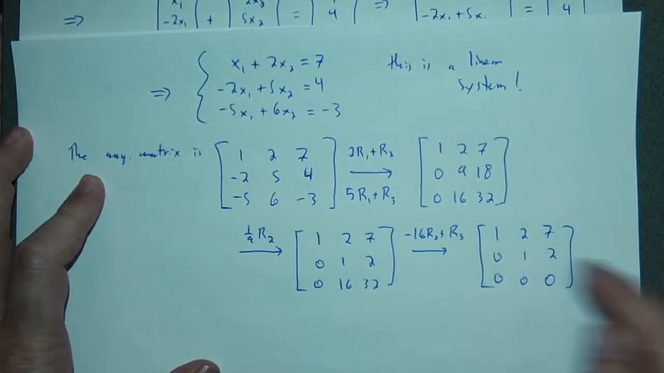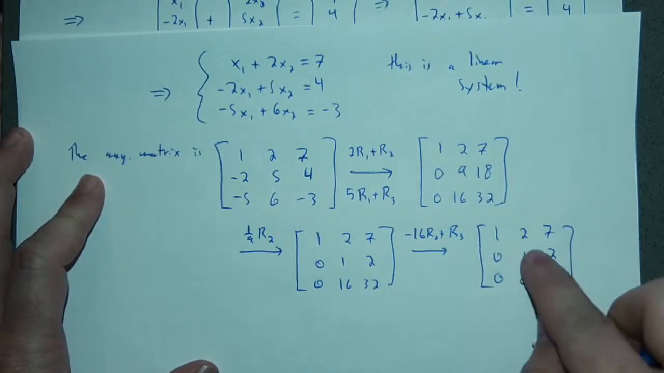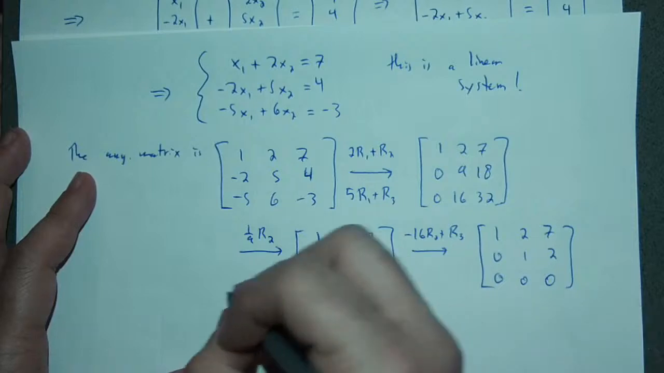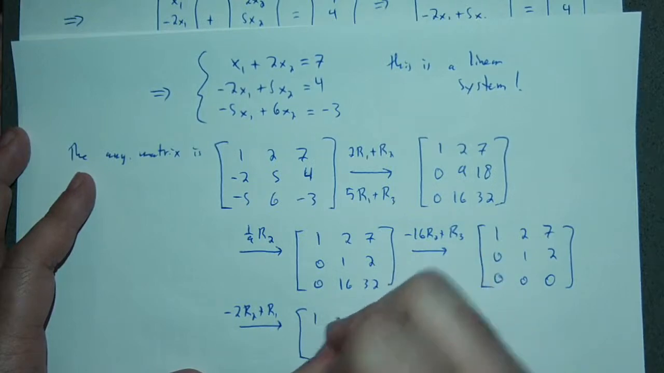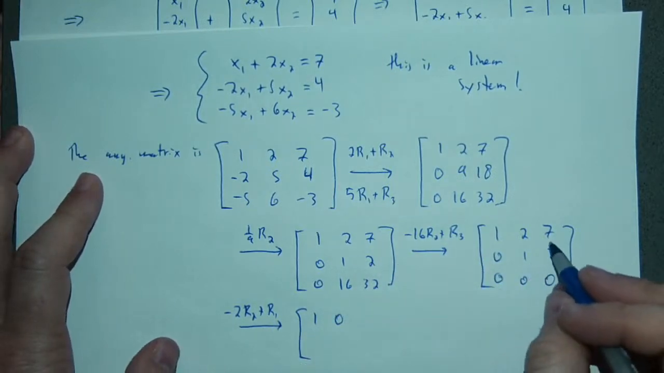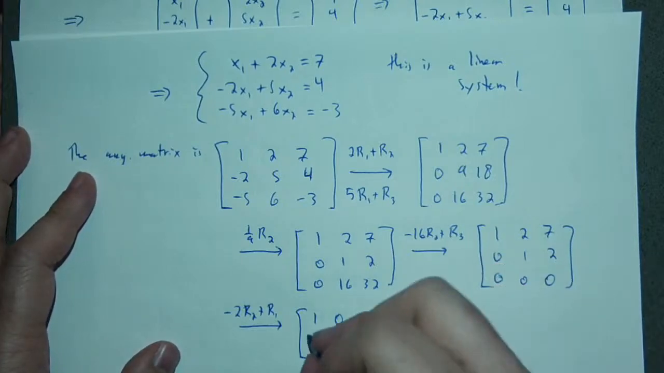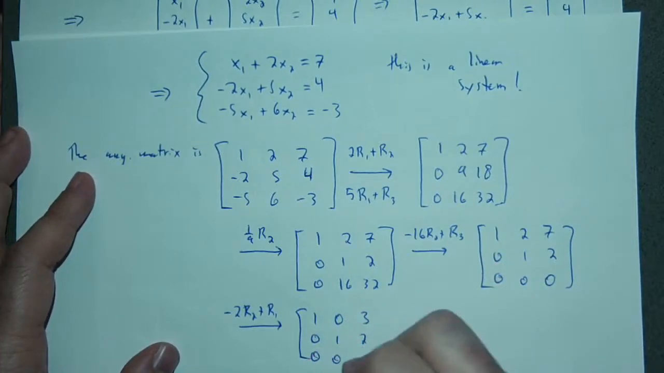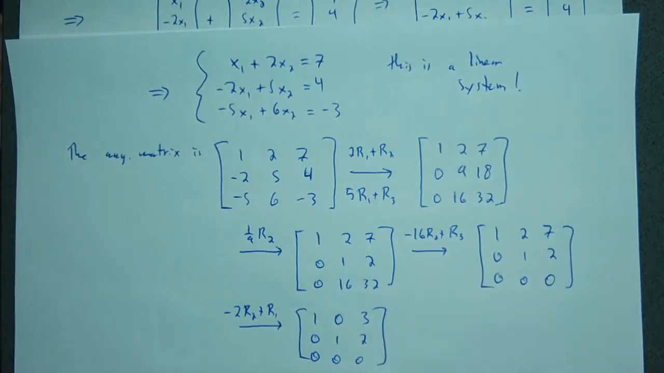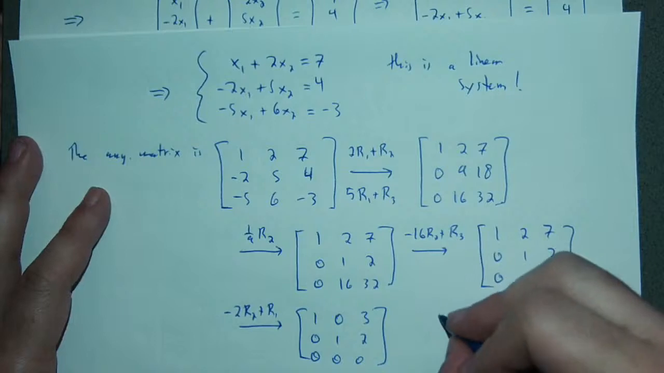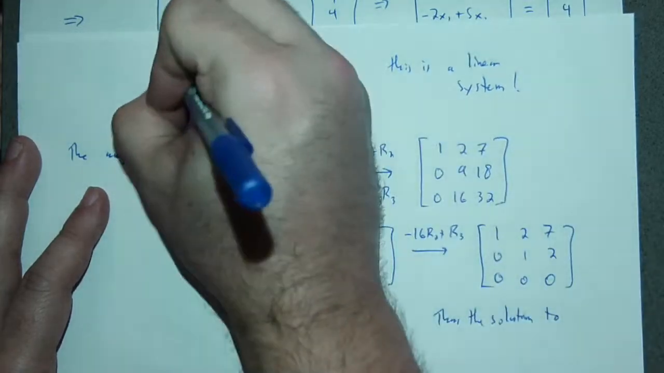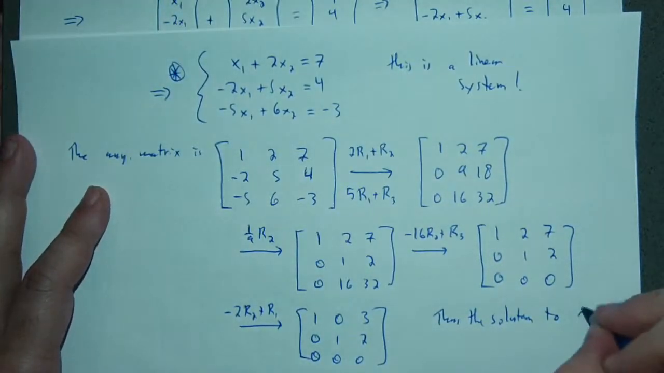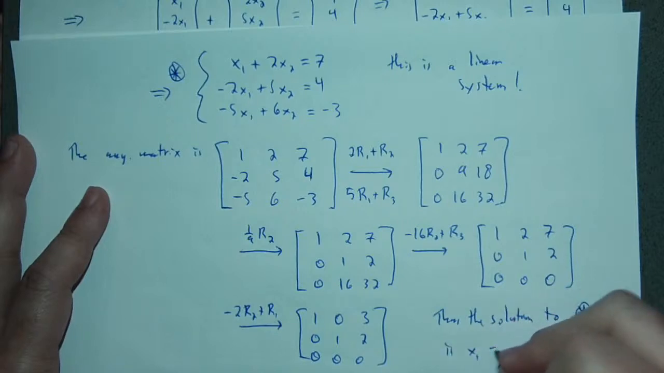This is almost in reduced row echelon form, so all I have to do is zero out this entry. So this is minus 2 times row 2 plus row 1. That gives me 1, 0, 3, 0, 1, 2, 0, 0, 0. So there it is. Thus, the solution to this linear system, I'll call it star, is x sub 1 is equal to 3 and x sub 2 is equal to 2.